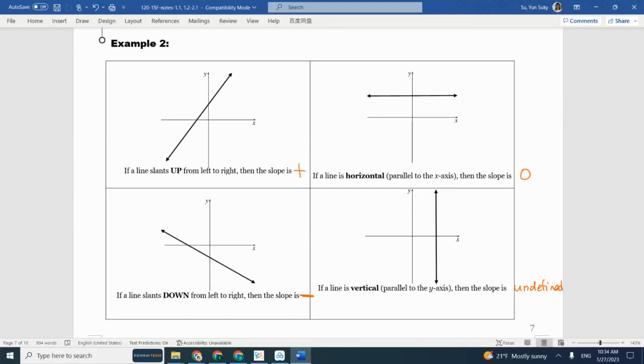Right, everybody? Because you pick two points. Do you see they have the same x coordinates? Your slope is change of y over change of x. Your change of x is 0. Can you have 0 in the denominator? So therefore, undefined.